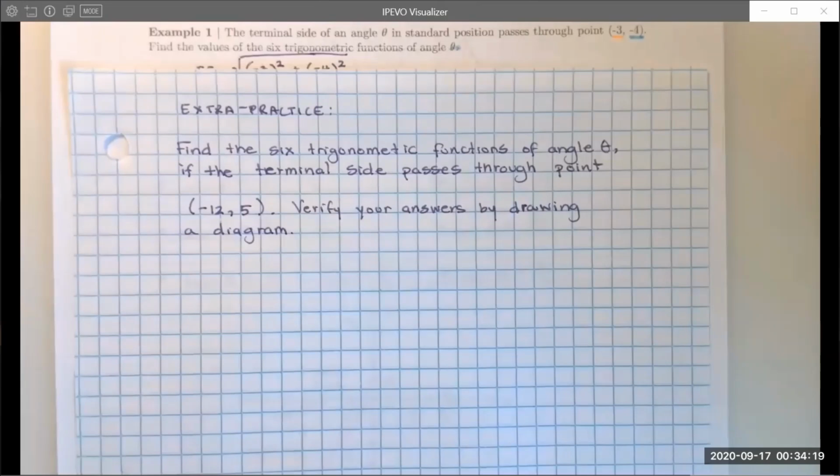Okay, so I'm testing audio at this moment. Are you guys able to hear okay? Yeah, okay, so let's see. All right, so just take about 5 minutes to try this problem, and then we're going to come together and complete it together to verify that your answers are correct.